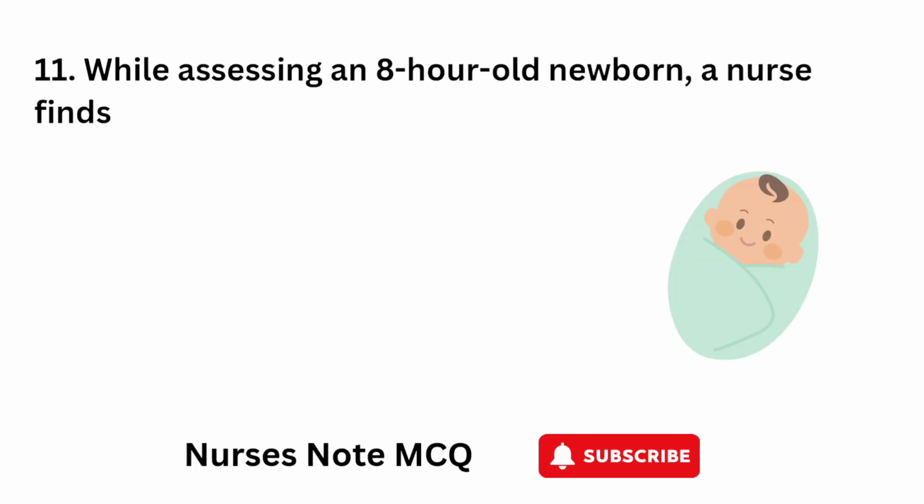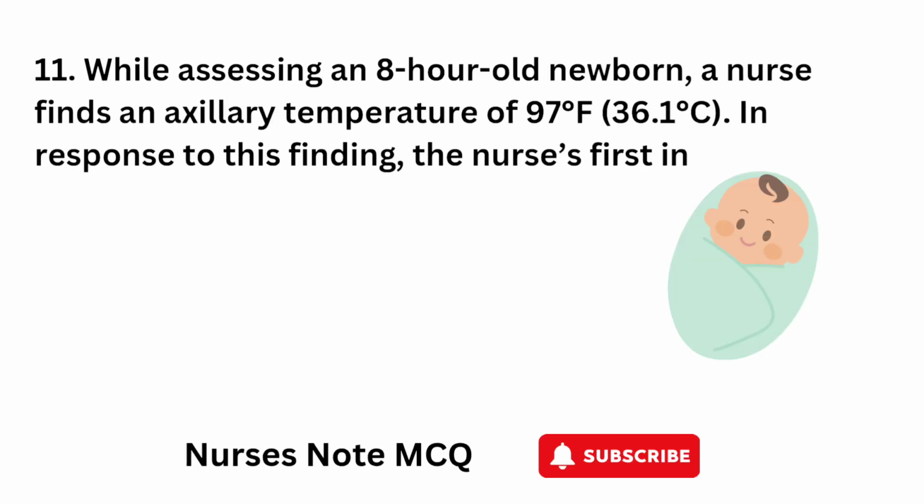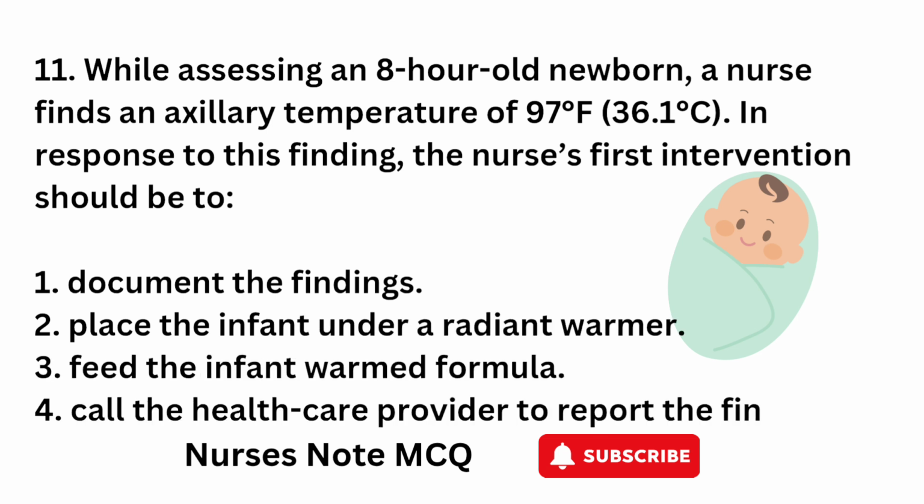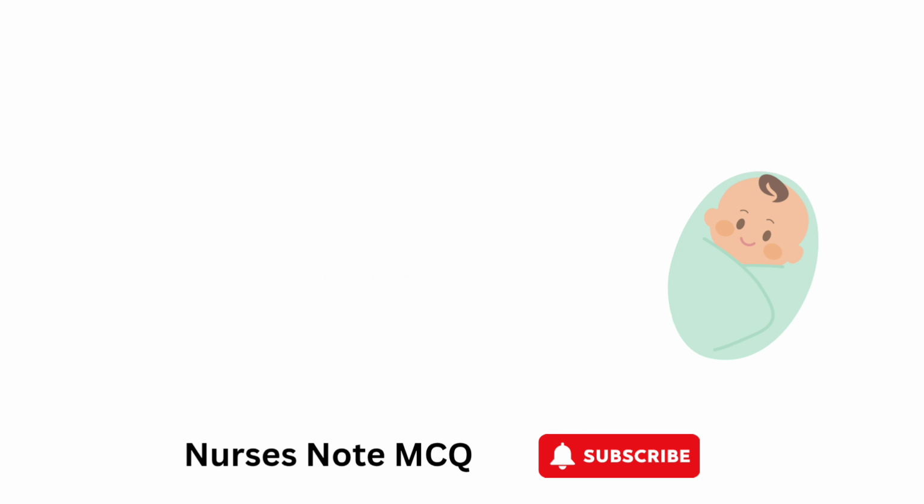While assessing an 8-hour-old newborn, a nurse finds an axillary temperature of 97 degrees Fahrenheit. In response to this finding, the nurse's first intervention should be to 1. Document the findings. 2. Place the infant under a radiant warmer. 3. Feed the infant warmed formula. 4. Call the health care provider to report the findings.